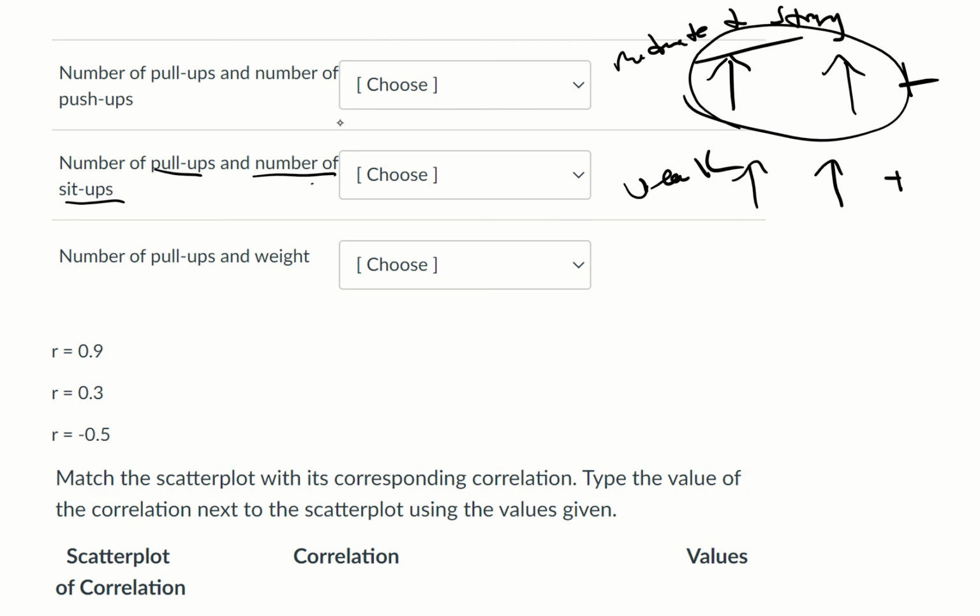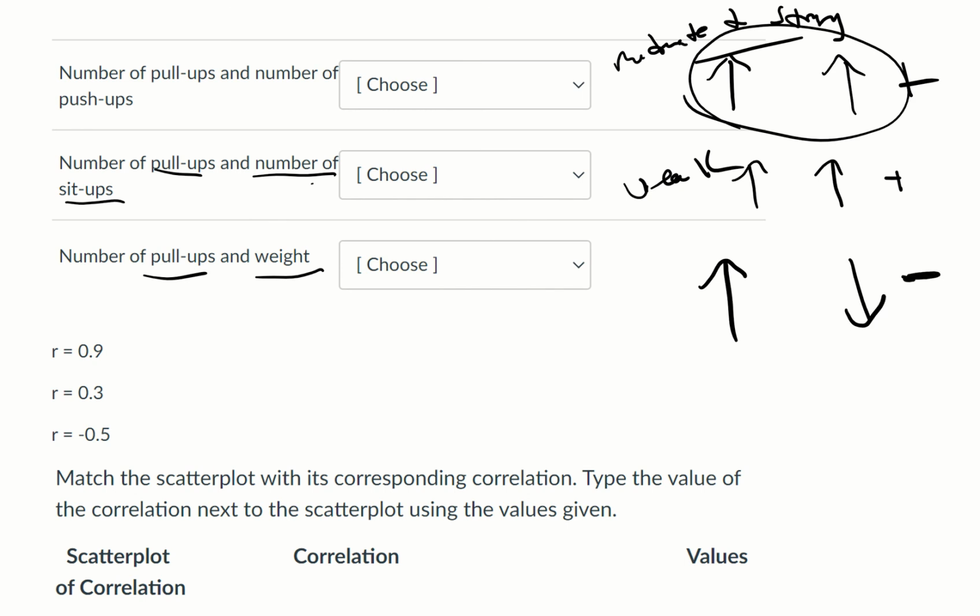The number of pull-ups and the weight. So it looks like the greater your weight, the harder it is to pull yourself up, right? And so I would think that the heavier you are, the fewer pull-ups you can do. This is not true for everybody, because there are some muscular people that weigh a lot that can do a lot of pull-ups. However, for the majority, I would say an increase in the weight corresponds to a decrease in the number of pull-ups. So this is the first negative relationship that I see.